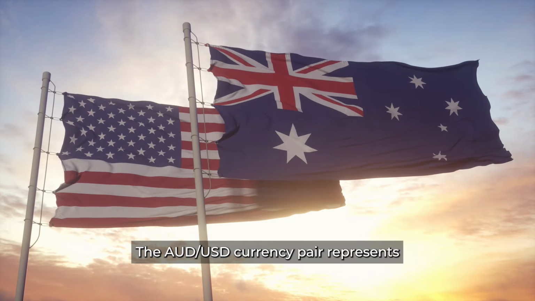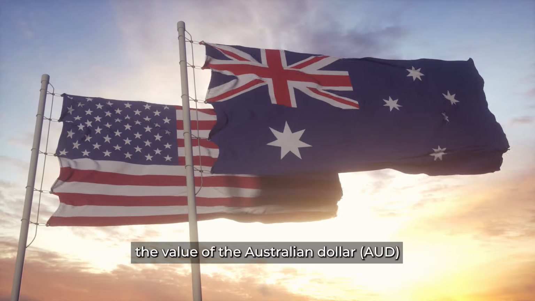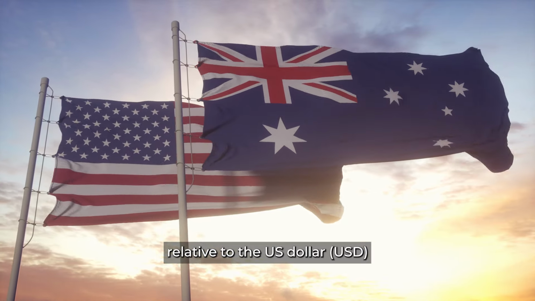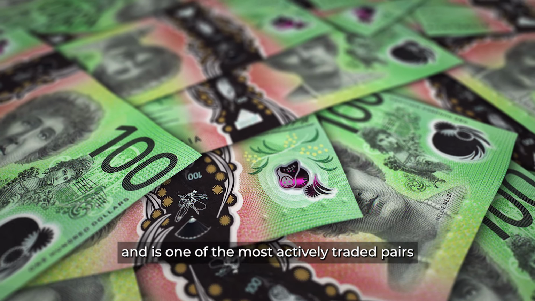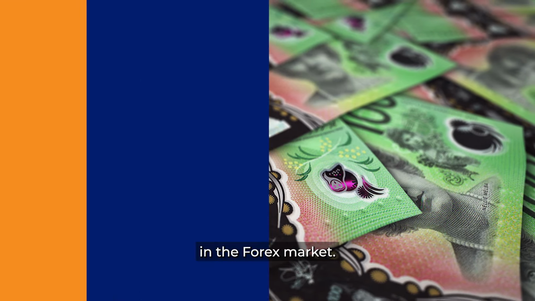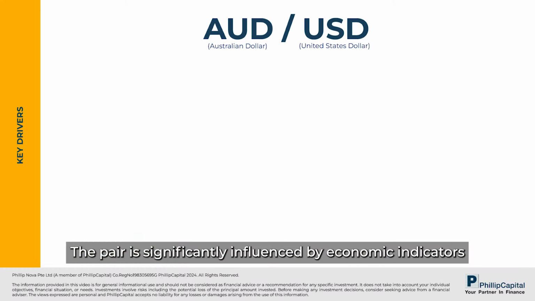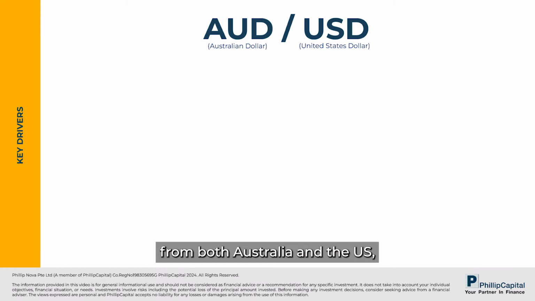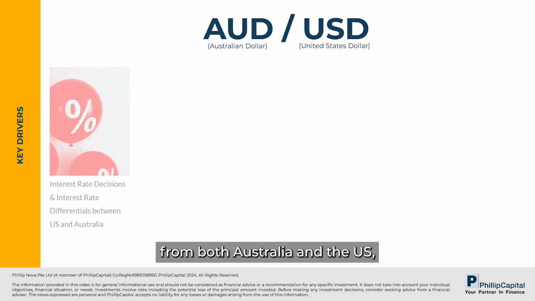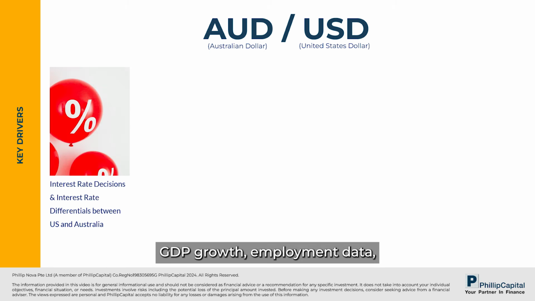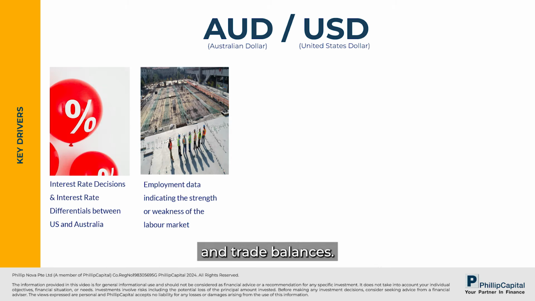The Aussie dollar currency pair represents the value of Australian dollar relative to the US dollar and is one of the most actively traded pairs in the Forex market. The pair is significantly influenced by economic indicators from both Australia and the US, including interest rate decisions, GDP growth, employment data, and trade balances.